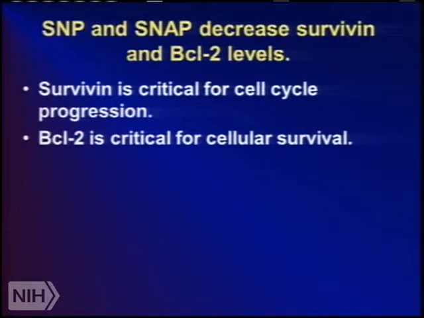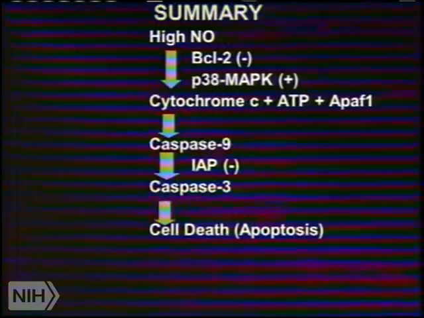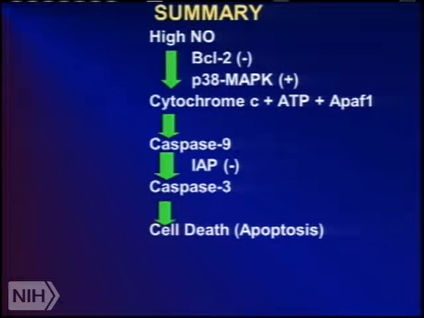SNP and SNAP decrease survivin levels as well as BCL2. Survivin is critical for cell cycle progression. BCL2 is critical for cellular survival. So when these two go down, apoptosis goes up. So in summary then, high doses of nitric oxide can decrease BCL2. It activates P38 MAP kinase, leading to cytochrome C activation. This in turn will then activate caspase 9 and then caspase 3, leading to cell death and apoptosis.